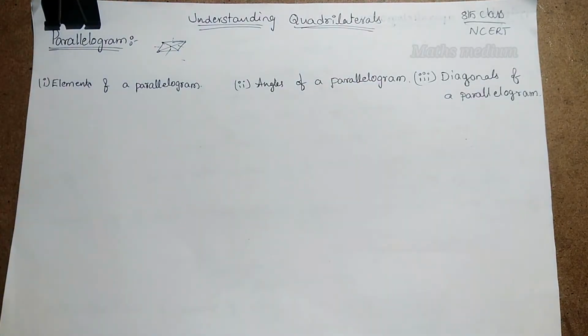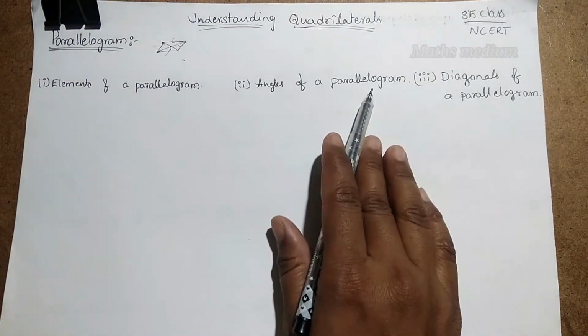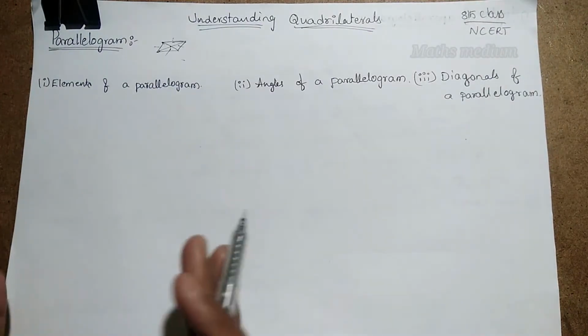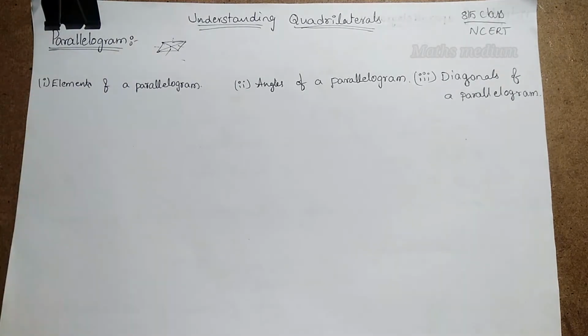But coming to the parallelogram, we have some specials in a parallelogram. Those are elements of a parallelogram, angles of a parallelogram, and diagonals of a parallelogram. We have to study about these individually. So let's start with the elements of a parallelogram.